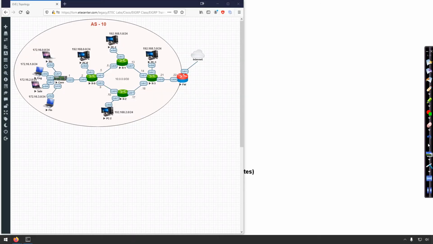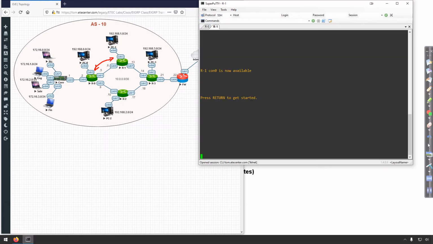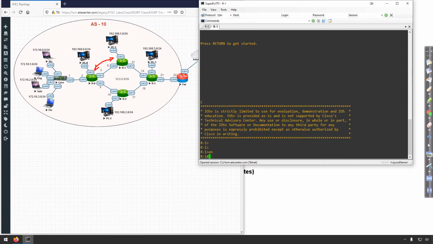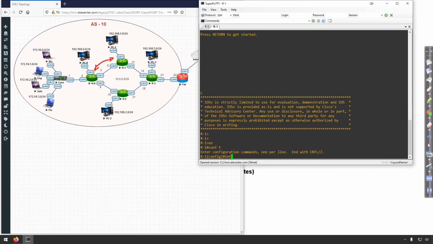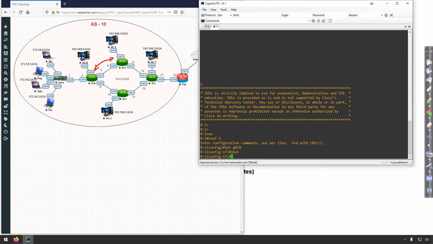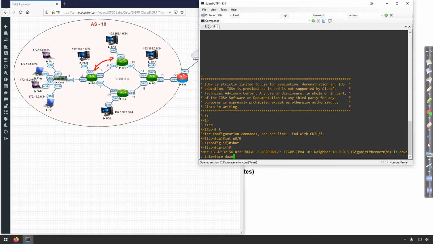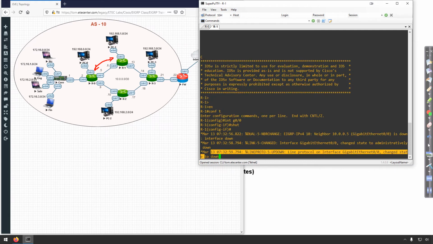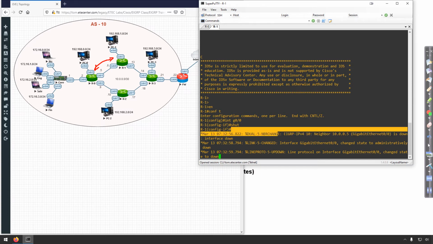Let's examine the hellos and routing updates between router 0 and router 1. Currently, all routers are running EIGRP, so I'm going to log into router 1 and shut down the interface pointing to router 0. Interface gigabit 0/0, and shutdown. We should see a message of lost neighbor right there, and the interface is down.